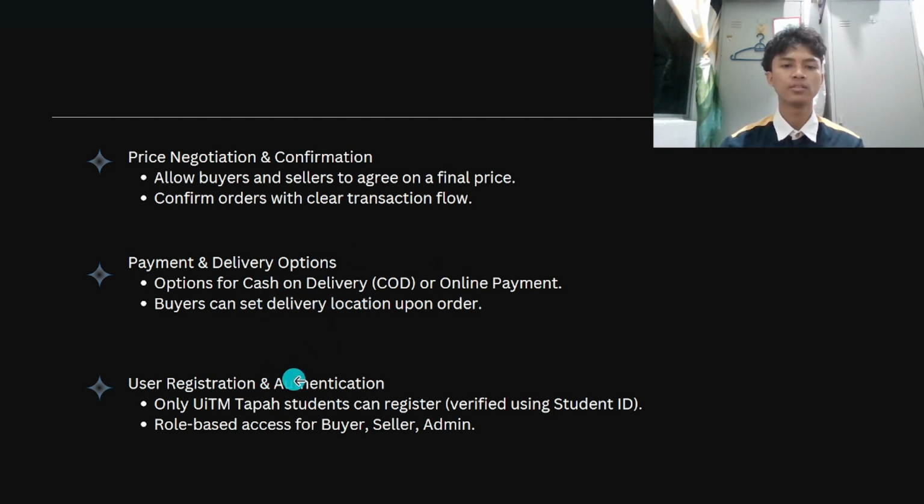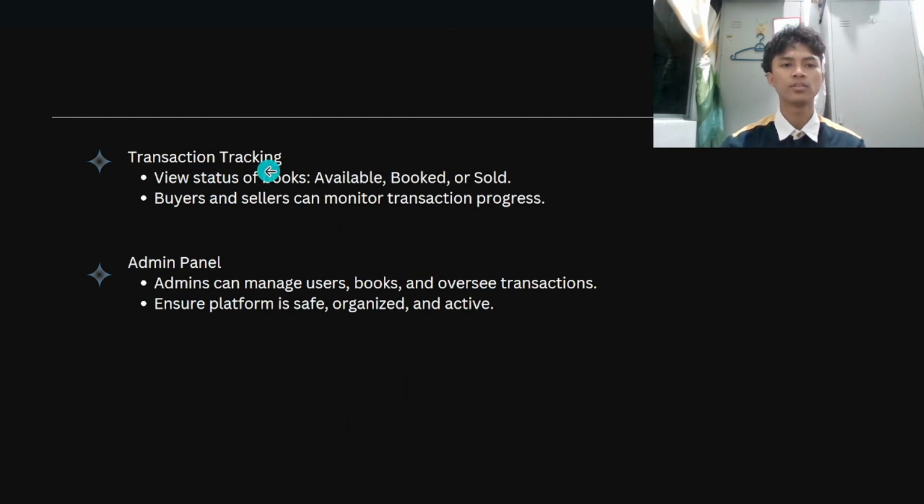User registration and authentication. Only UiTM Tapah students can register, verified using student ID. Role-based access for buyer, seller, and admin. There is also transaction tracking. View status of book, available or sold. Buyer and seller can monitor transaction progress. And last is the admin panel. Admin can manage users, books, and oversee transactions. Ensure the platform is safe, organized, and active.